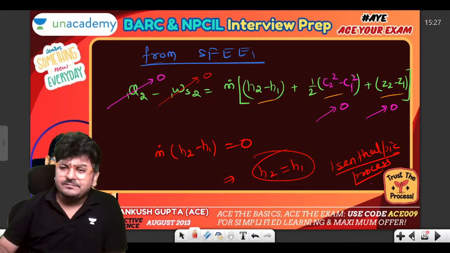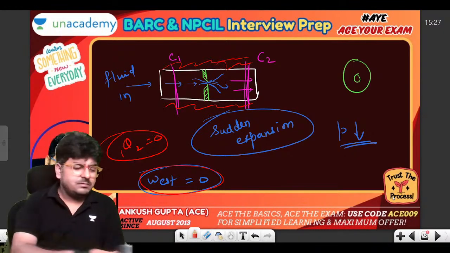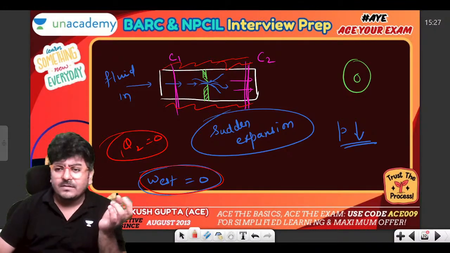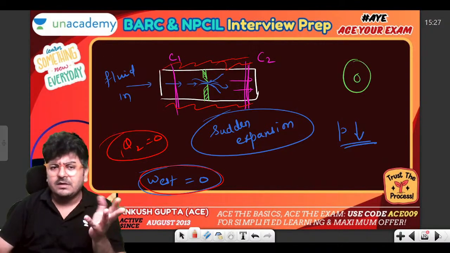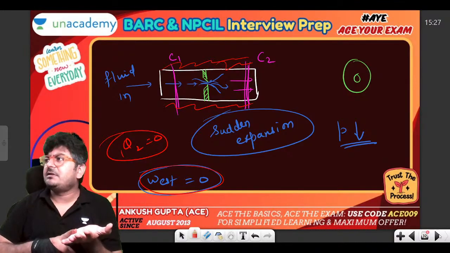I hope it is clear, okay guys. So this is the throttling process, a basic idea. No moving parts, so no shaft work; insulated, so no heat transfer.